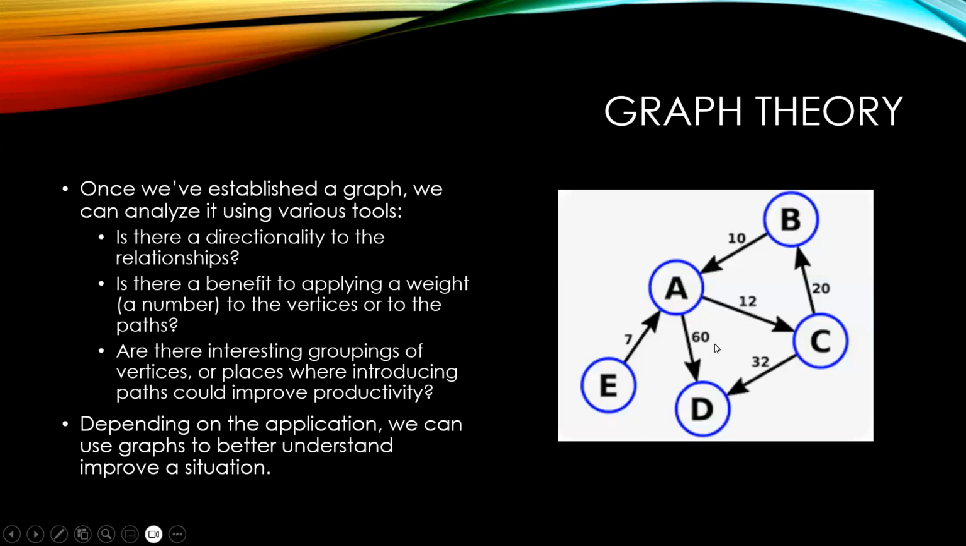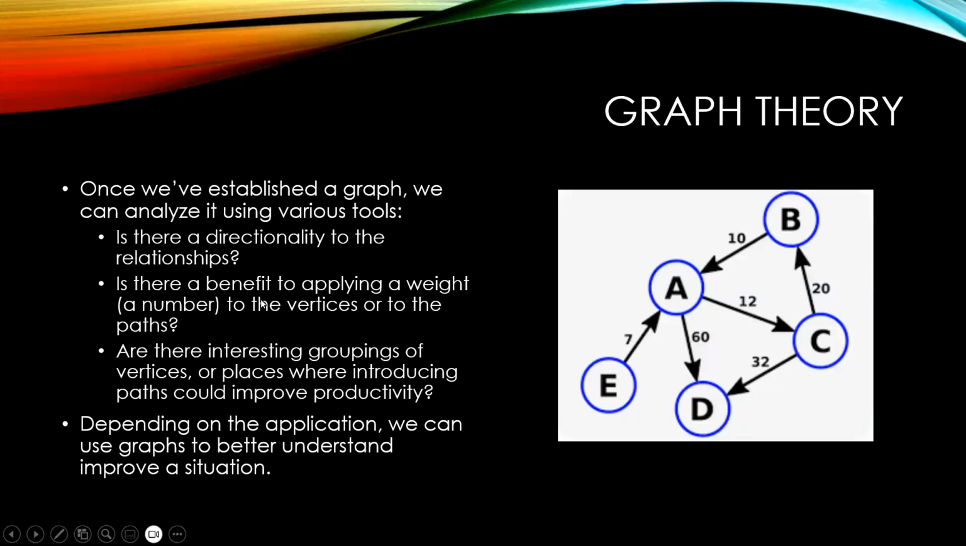And here's what a graph might look like. In this case, this is a directed weighted graph. But we can see that in this, there are five different vertices, A, B, C, D, and E. And we can see different connections between them. Once we've established a graph, we can analyze it using various tools.